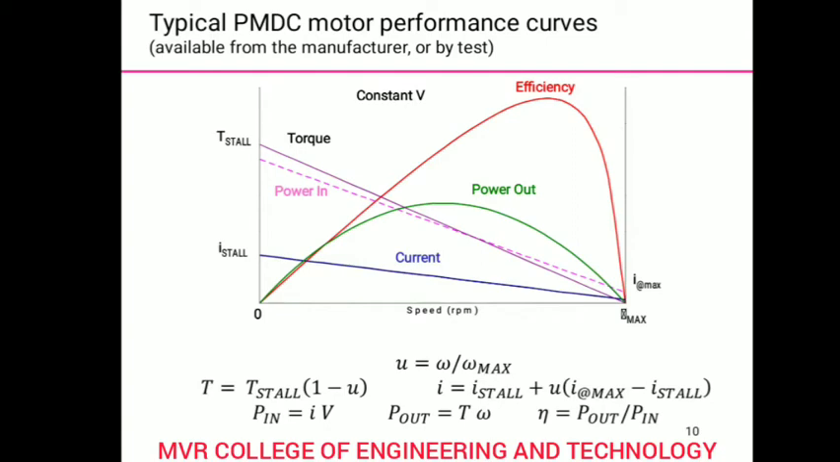In the same manner, some tests are done on the PMDC motor and the performance curves are achieved like this. So you can see the current, torque, constant, power output, and efficiency. The efficiency is power output by power input, and you can see all the formulas for the PMDC motor. So let us go to the next slide.